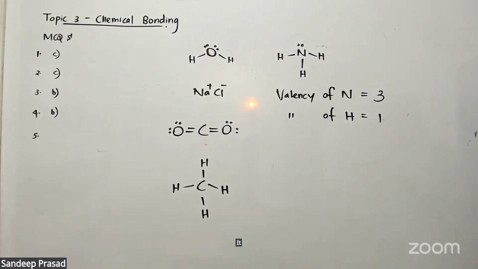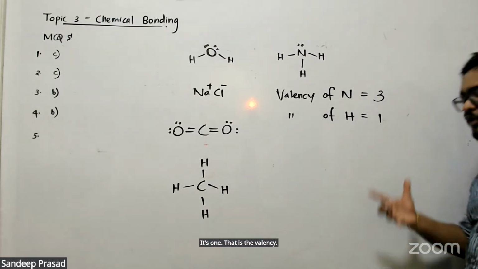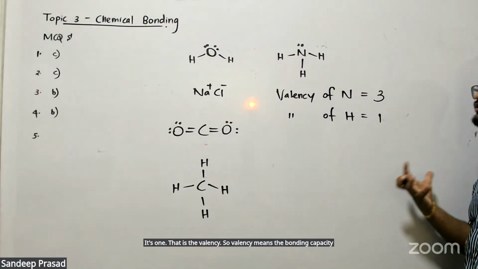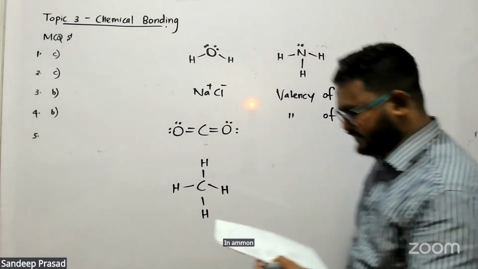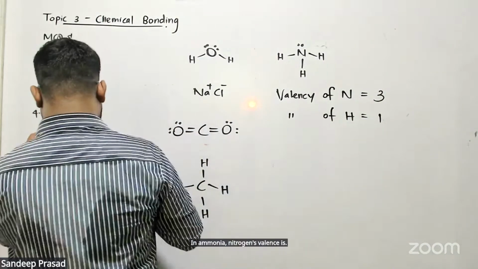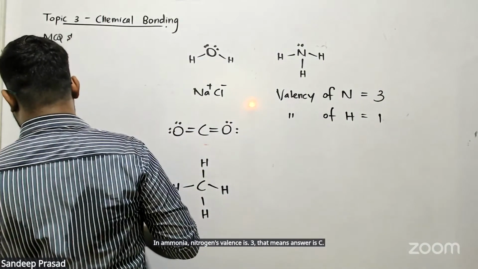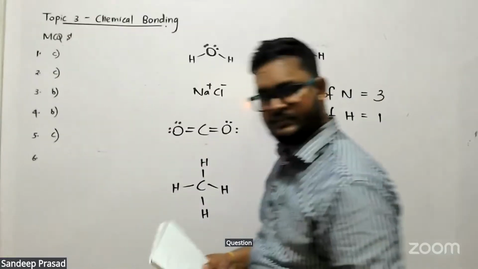It's 1. That is the valency. So valency means the bonding capacity, how many bonds can be produced by that particular element. In ammonia, nitrogen's valency is 3. That means the answer is C. Question number 5, answer is C.